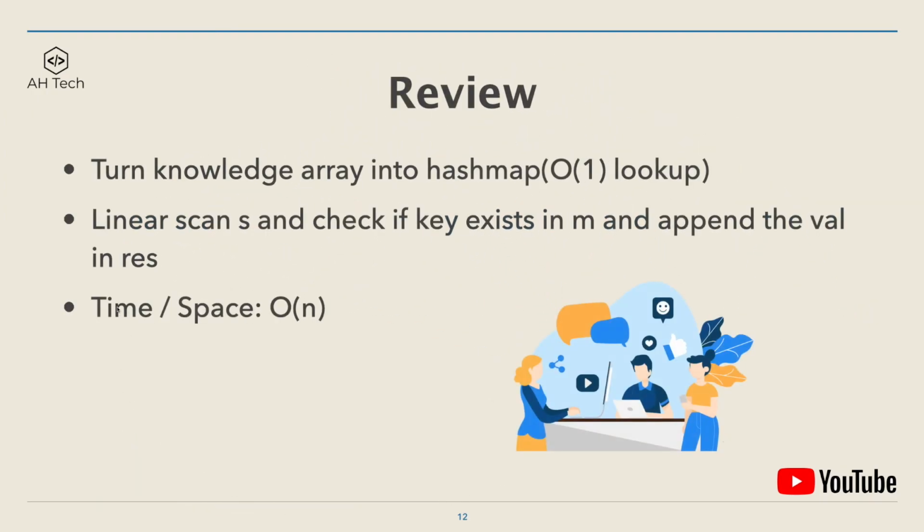Finally, let's review. This is not a very difficult question, and it's a perfect application of hash map and linear scan with conditions. The main idea is to first turn the knowledge array into a hash map to improve lookup efficiency. And then we will perform a linear scan on the input string S and check if the key exists in the hash map M, and then append the value into res. And both time and space complexity will be linear, big O of n.